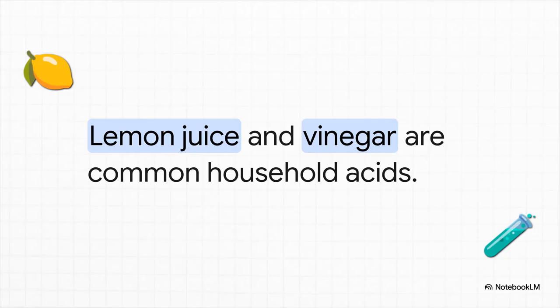All right, let's move up the scale just a little bit, to a pH of 2. And here we find things you definitely have in your kitchen, right? Like lemon juice and vinegar. They're still very acidic, but remember, because the scale is logarithmic, they're actually 100 times less acidic than that battery acid. Okay, now let's jump a little higher, up to a pH of 5.